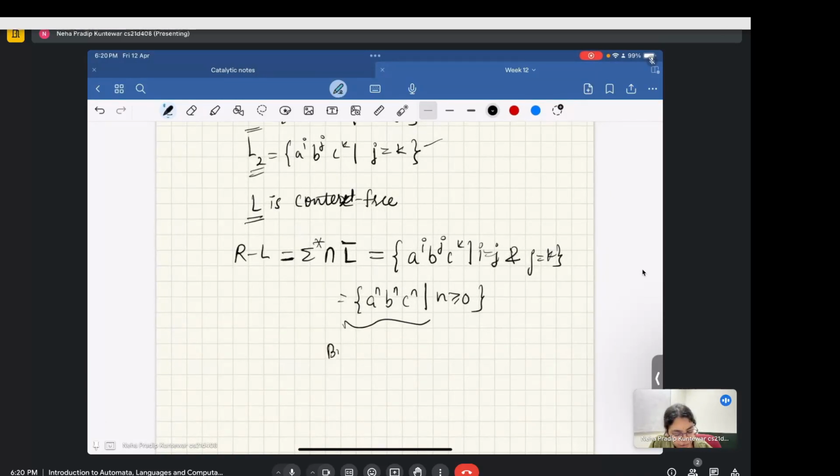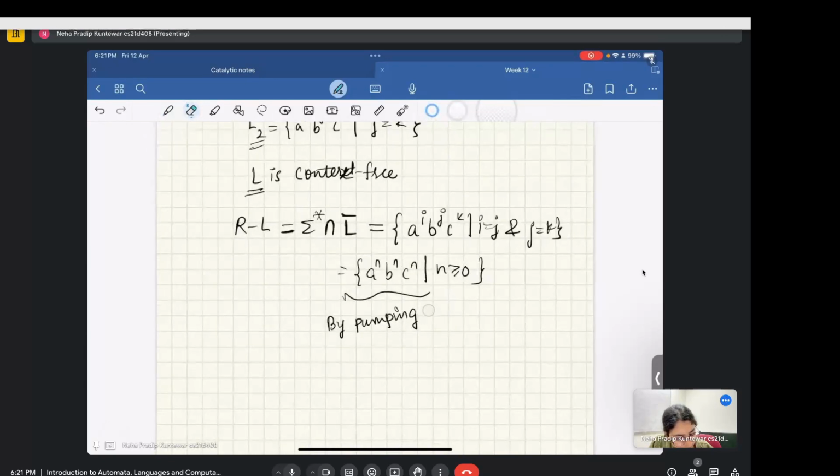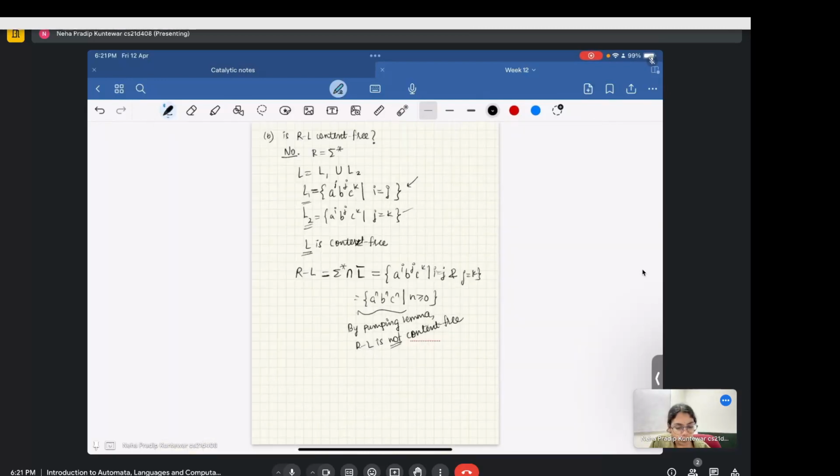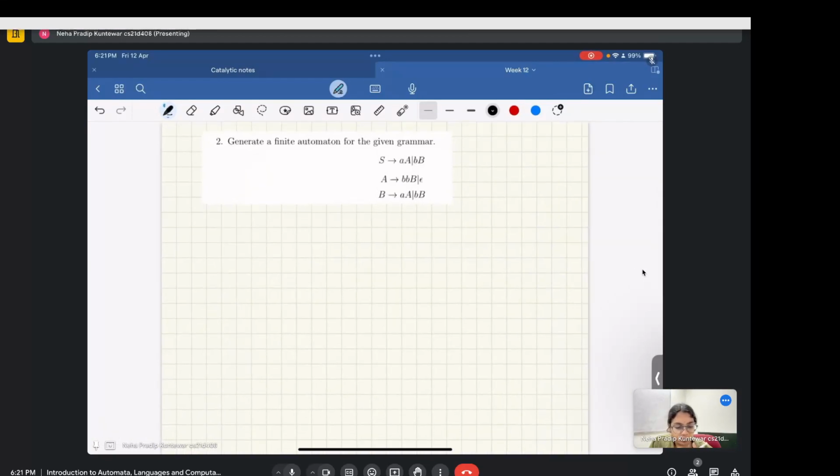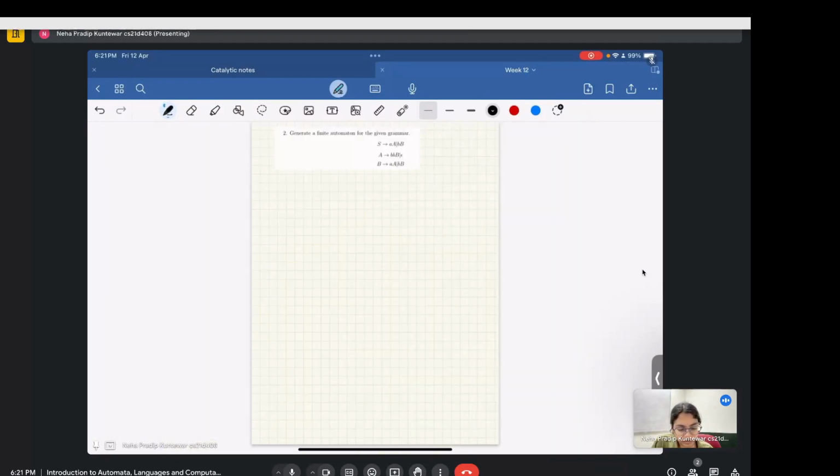By the pumping lemma, which we have done in the class, we will not prove again that this language is not context free using the pumping lemma, because we did this in the class, but we will see some other examples. So by the pumping lemma, we know that R minus L is not context free. So that was the second part.